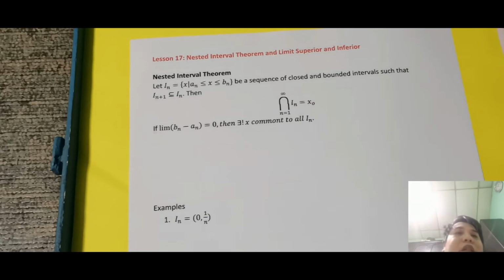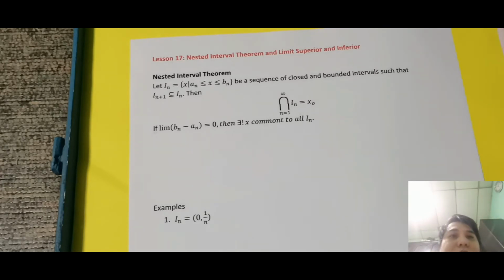So this is all about nested interval and the limit superior and inferior. Okay, so nested interval theorem. From the word itself, what is nested? Alam niyo yung birds, yung mga ibon, yung nest nila, paano sila gumagawa? Pag gumagawa silang nest, malaki muna, paliit ng paliit, hanggang sa makaform ng parang kama. Para siyang basket. Ganun sila gumawa ng nest, palabas hanggang sa paloob.